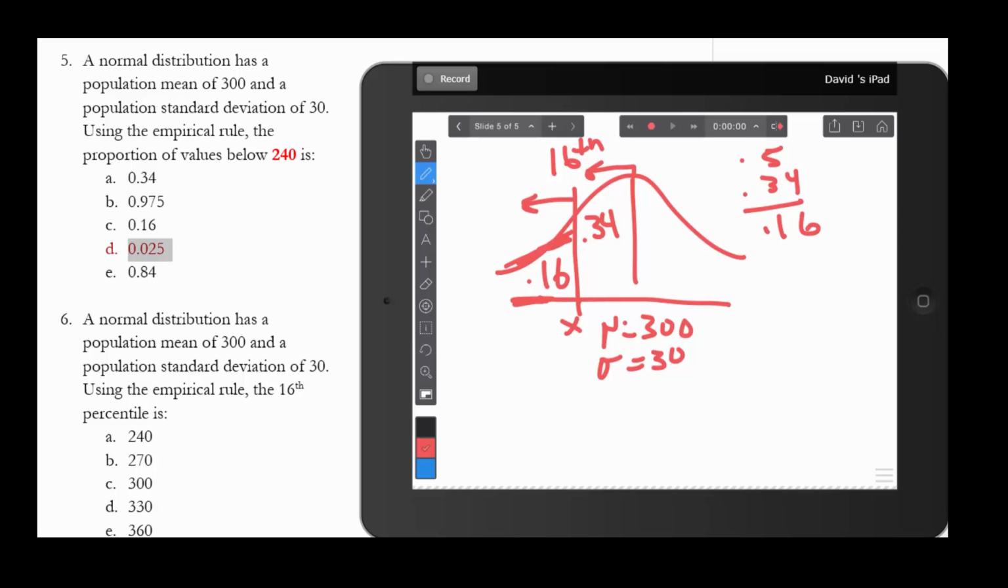That means that this x is 1 standard deviation below the mean. So it's going to be the mean minus 1 times 30. So minus 30, and that's equal to 270. And that is B.